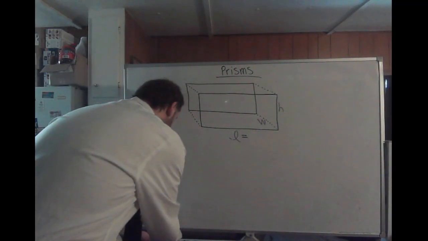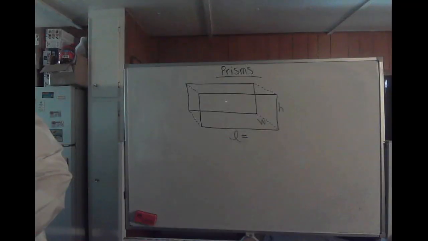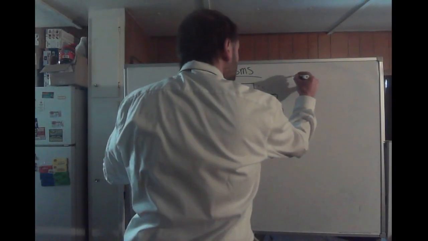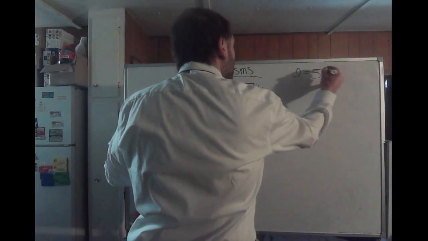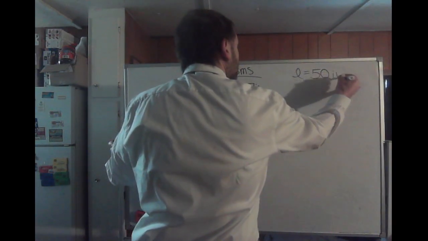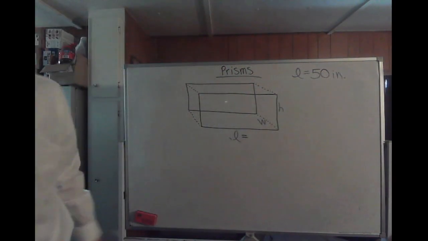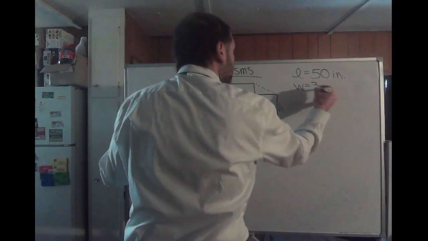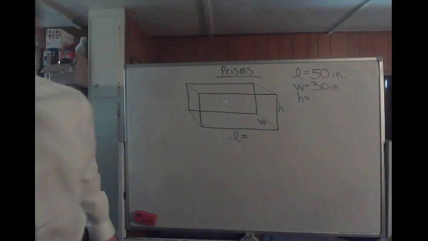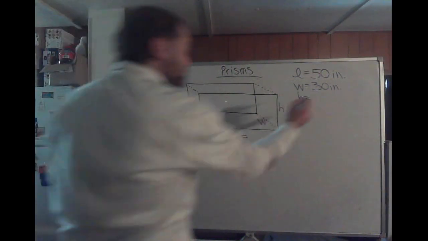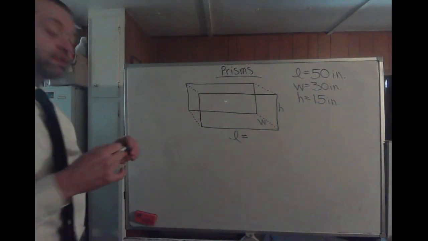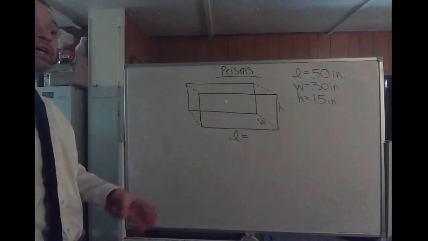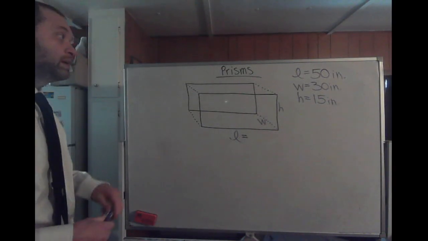What is the next one here? We have a big one here. We have a length of, we'll say 50 inches. A width of 30 inches. And then we have a height for the prism of 15 inches. So once again, we need to find the lateral area, the surface area, and the volume of the prism.